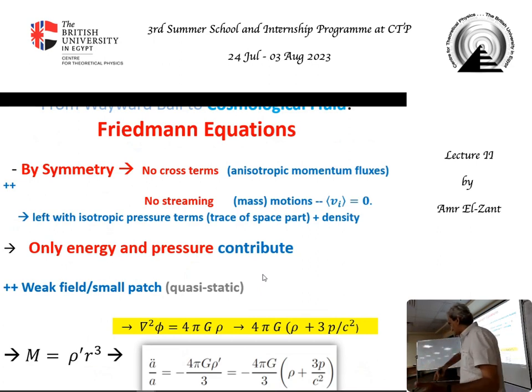There's no reverse streaming because it's isotropic by symmetry. And there's no cross terms, so the Vij go. Otherwise you would have viscosity and anisotropy and so on, and you wouldn't have homogeneity. And so it's a perfect fluid, no streaming. No streaming is no average motions. Perfect fluid is no anisotropic stresses.